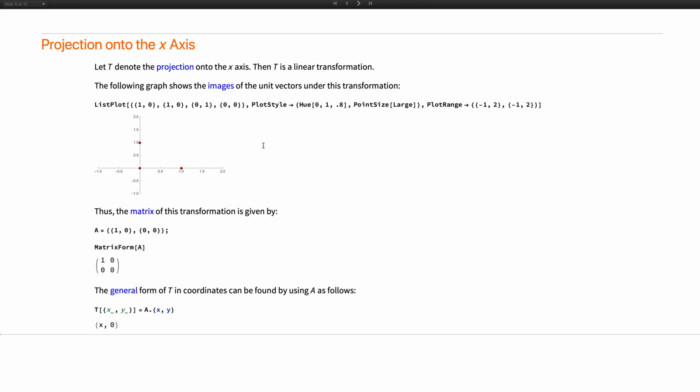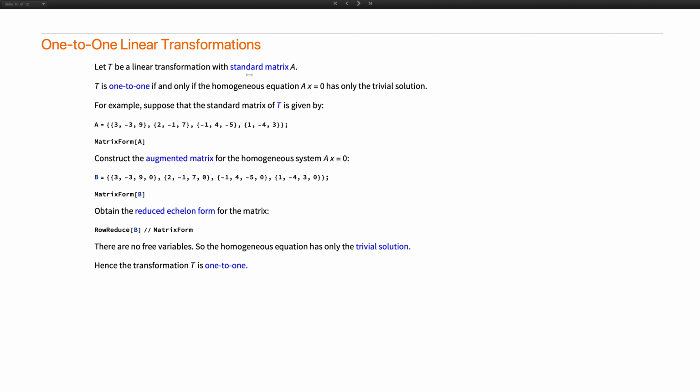Okay, so with that introduction to transformations, let's go a little deeper into transformations and talk about one-to-one linear transformations. So here is a transformation T with a standard matrix A. And the question is, when is this transformation one-to-one? Well, T is one-to-one if and only if the equation Ax = 0 has only the trivial solution. Now that's a bit easier than the general case of one-to-one functions because A is a linear operator.